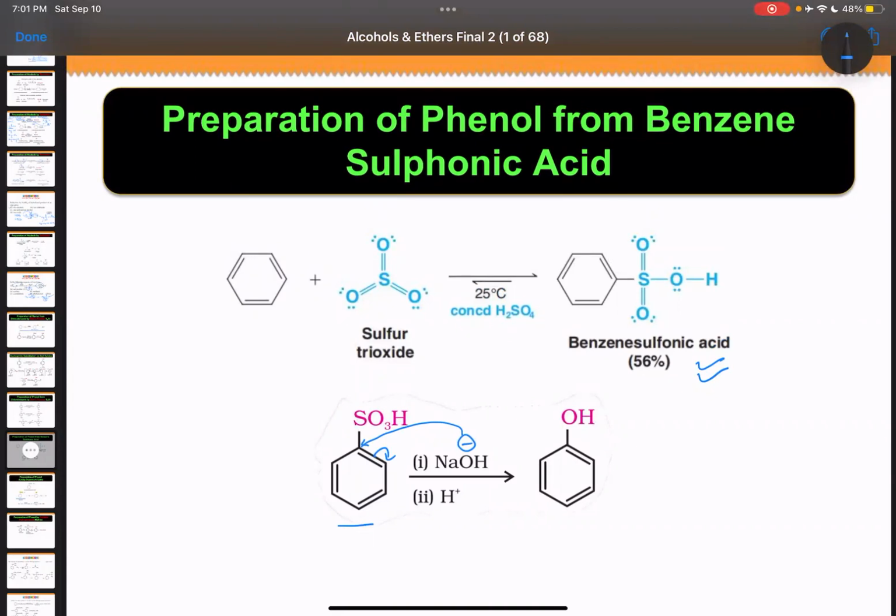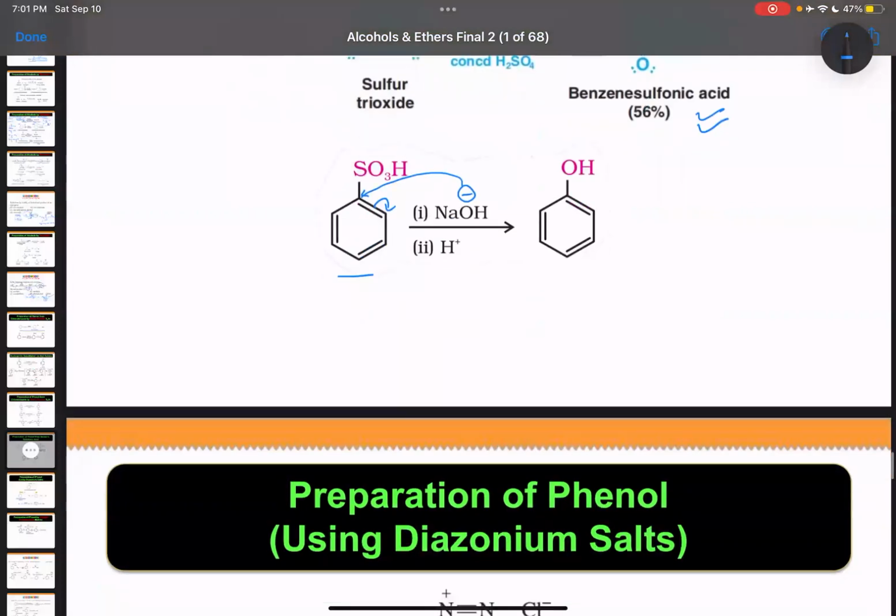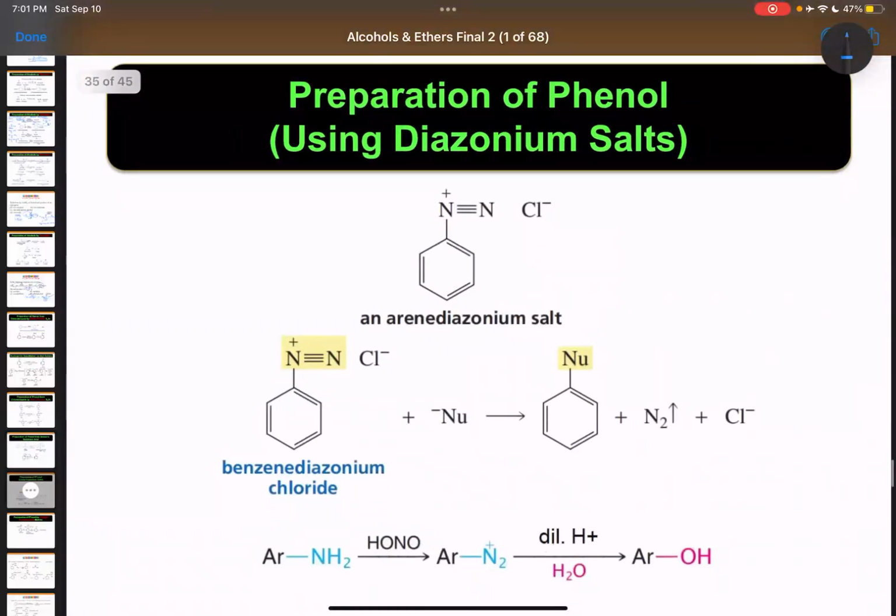Very, very important method. Many students forget it. So do remember this. But first you need to create benzene sulfonic acid by doing the sulfonation of the benzene ring. And next is via diazonium.